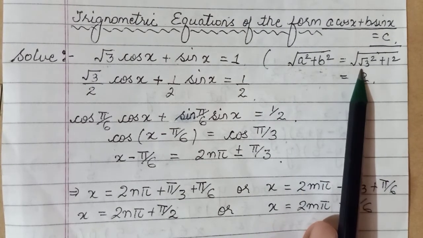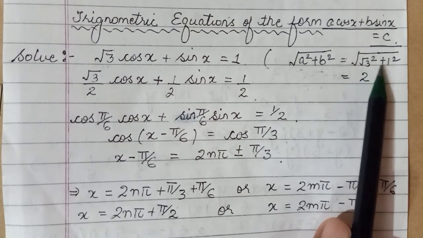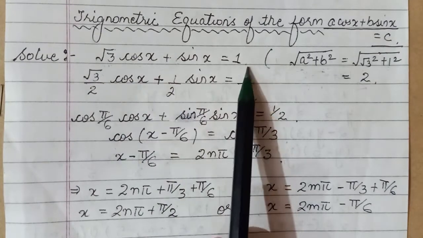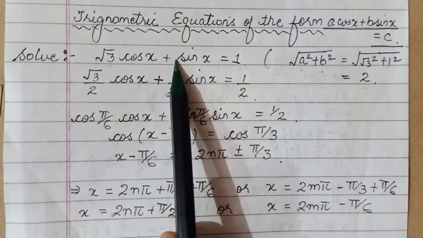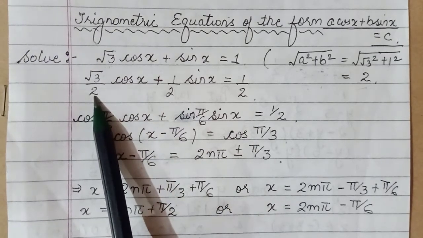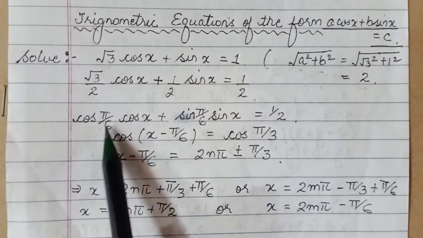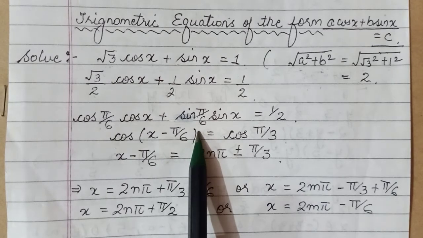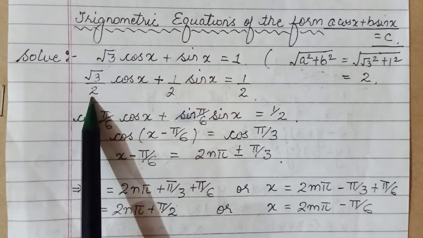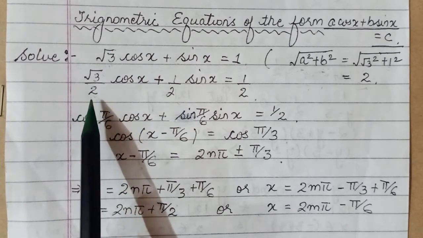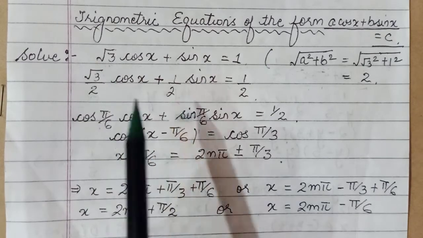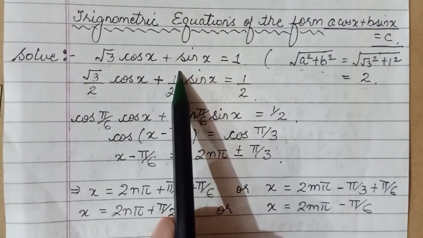Your a was root 3, so root 3 square plus 1 square becomes 3 plus 1, 4, under root of 4, that is 2. So we will divide either side by 2: 1 upon 2, 1 upon 2, root 3 upon 2. तो ये दिख रहा है आपको क्लियरली. रूट 3 अपॉन 2 अगर आप cos pi by 6 कहते हो तो 1 by 2 sin pi by 6 का वैल्यू है. Or maybe the other way around, rather than cos, you can take this as sine ratio also. But for sine, this would become pi by 3 then. Sin pi by 3 is root 3 by 2. And then in that case, cos pi by 3 is 1 by 2.